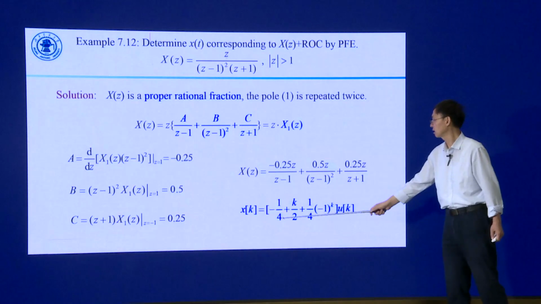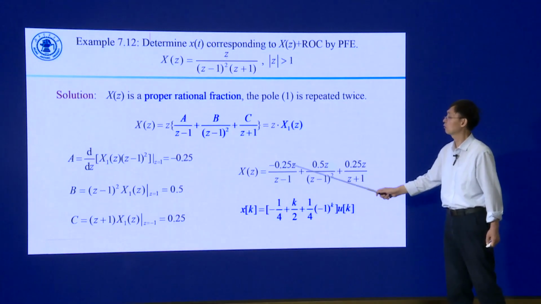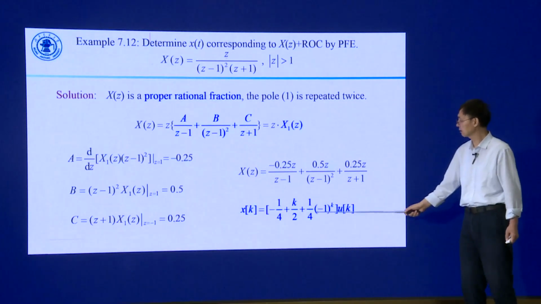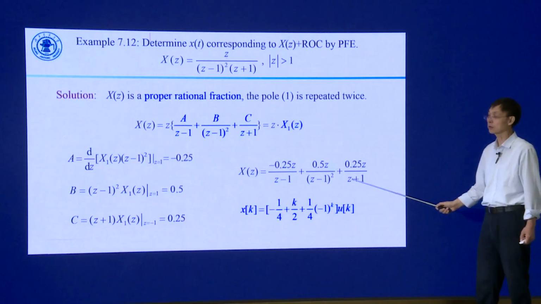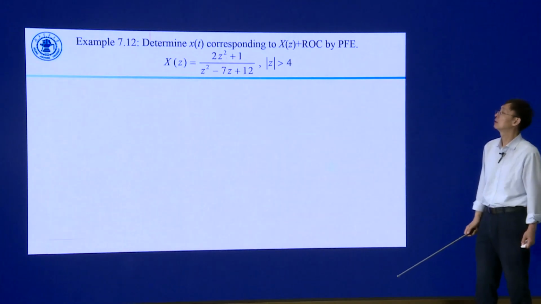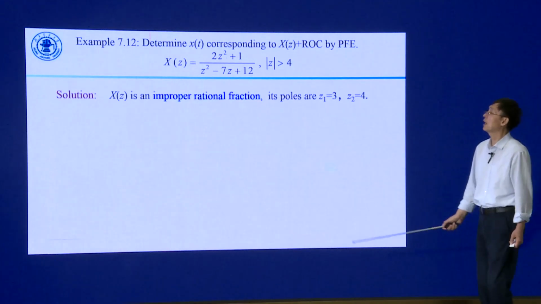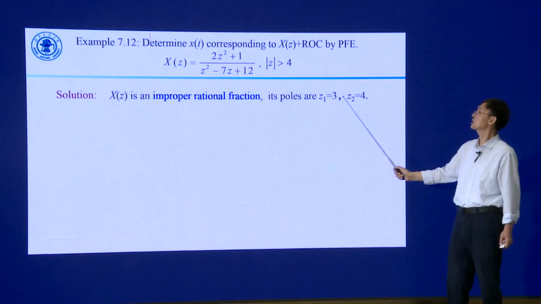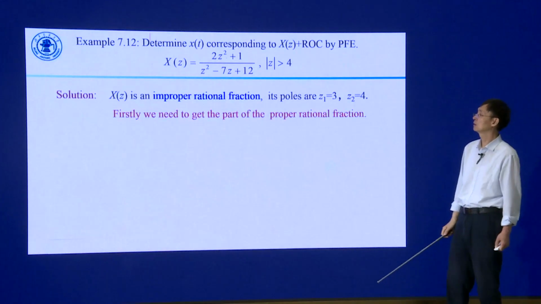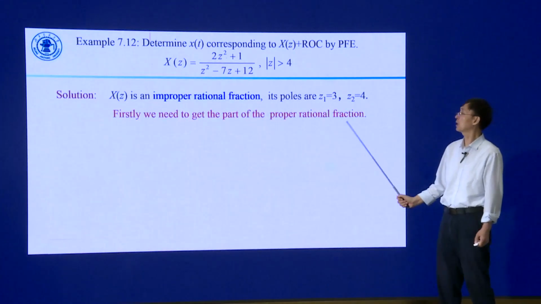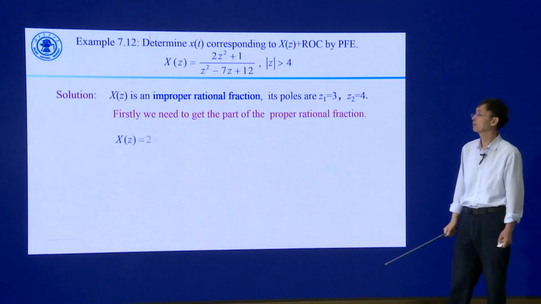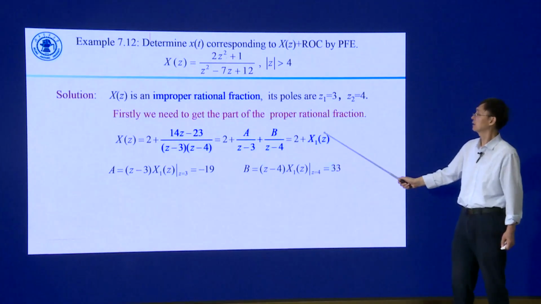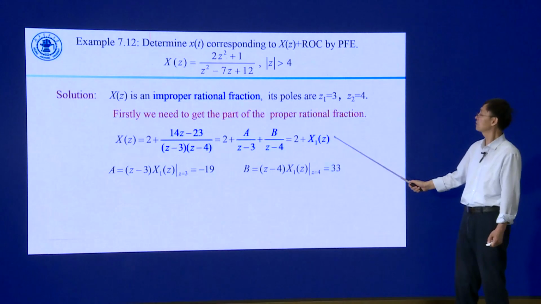This signal corresponds to this fraction, this signal corresponds to this fraction, and this signal corresponds to this fraction. Here is another example. X of z is an improper rational fraction. Its poles are 3 and 4. Firstly, we need to get the proper rational fraction part. By long division, we can get this X1 of z.